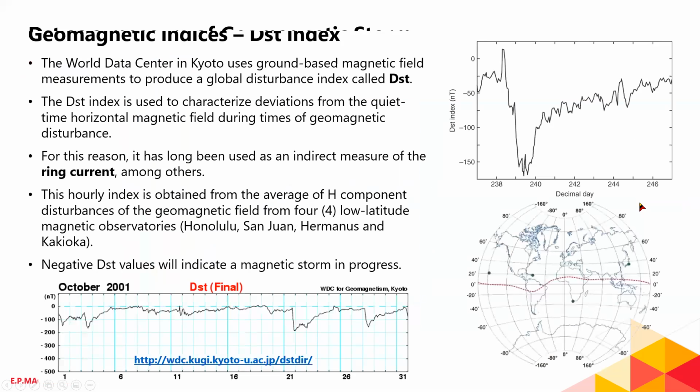Okay, so for example, in this figure, these are already intense storms. This three, 1, 2, and 3. This storm is already considered intense because it has reached about -200 nanotesla.